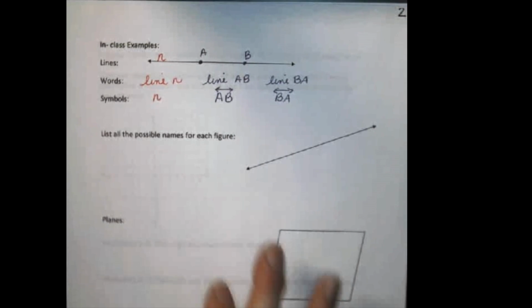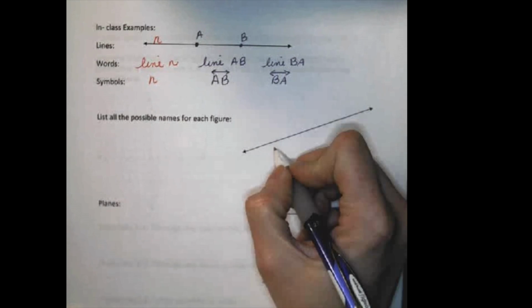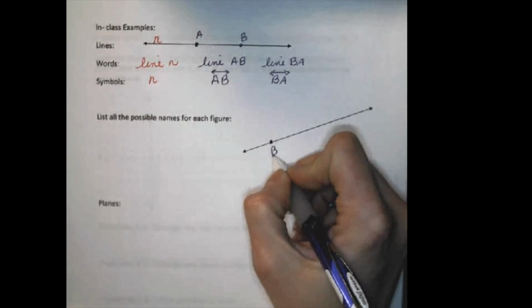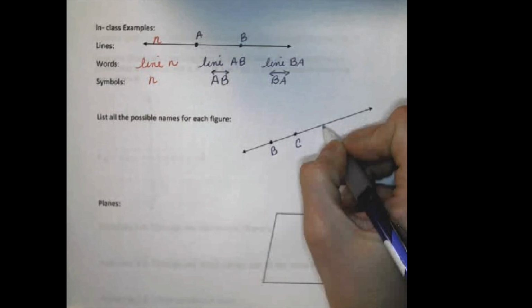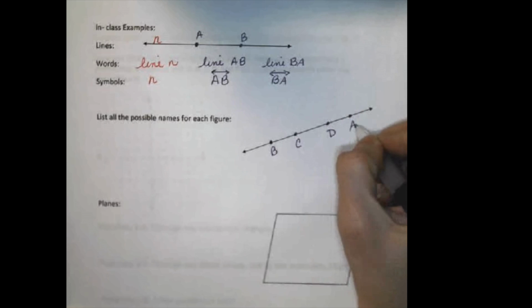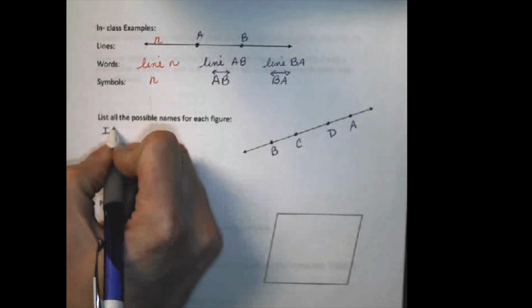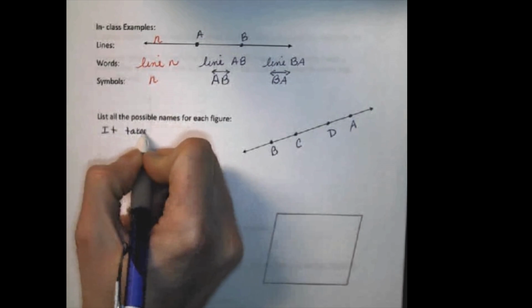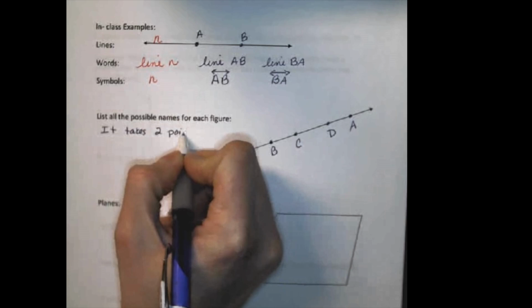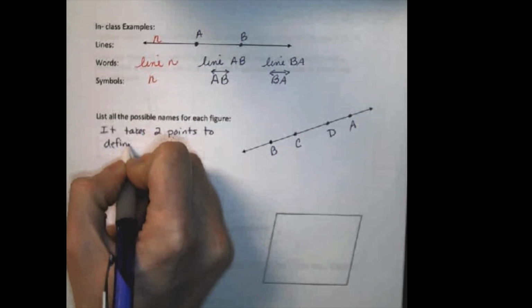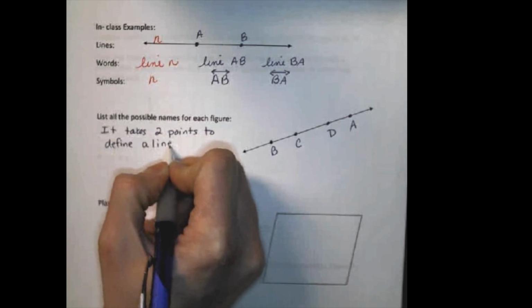In the figure below, we have another line. I would like you to put 4 points on the line. We're going to name those points B, C, D, and A. It only takes 2 points to define a line. You can use any 2 points that are on the line.